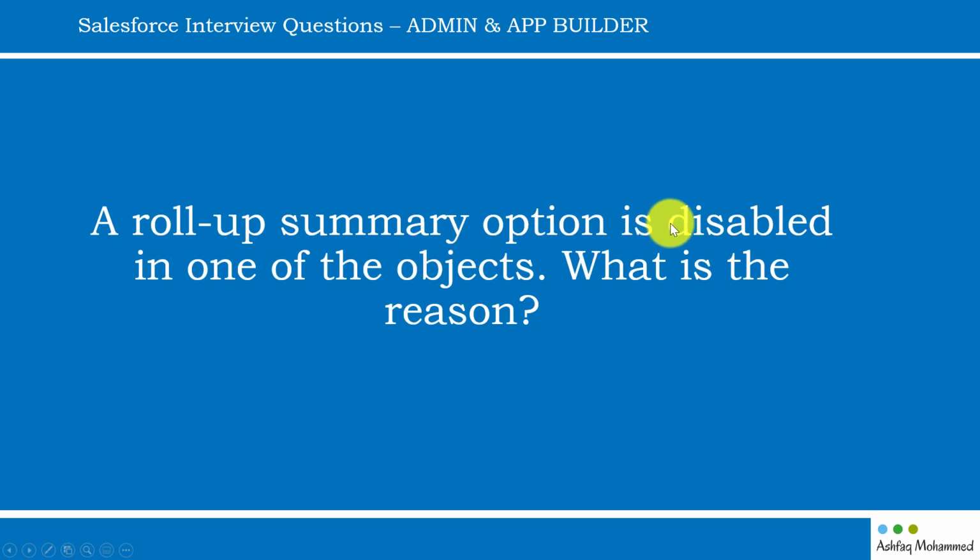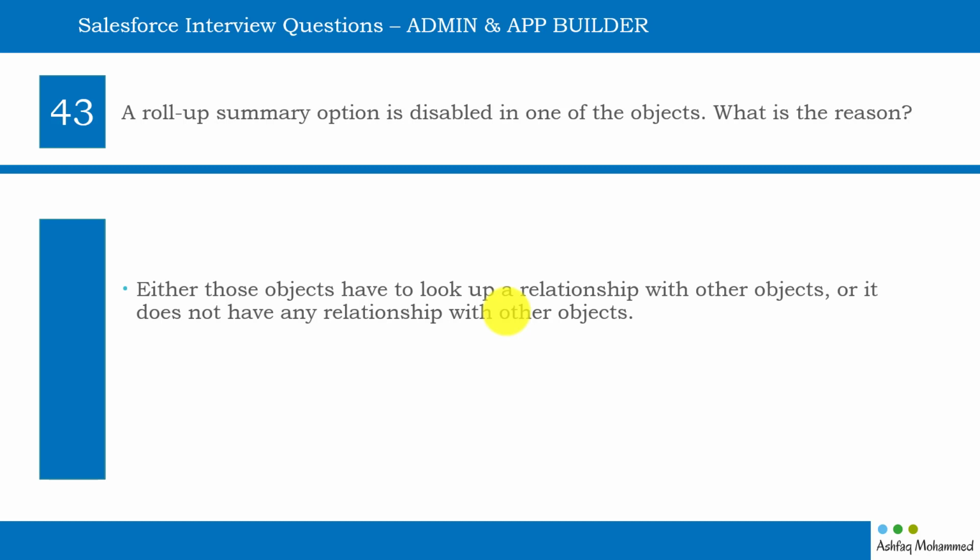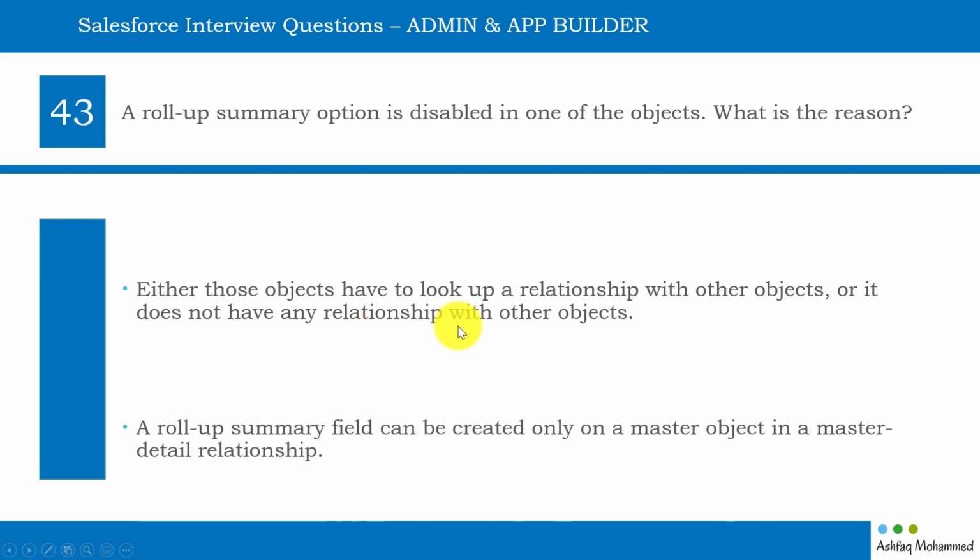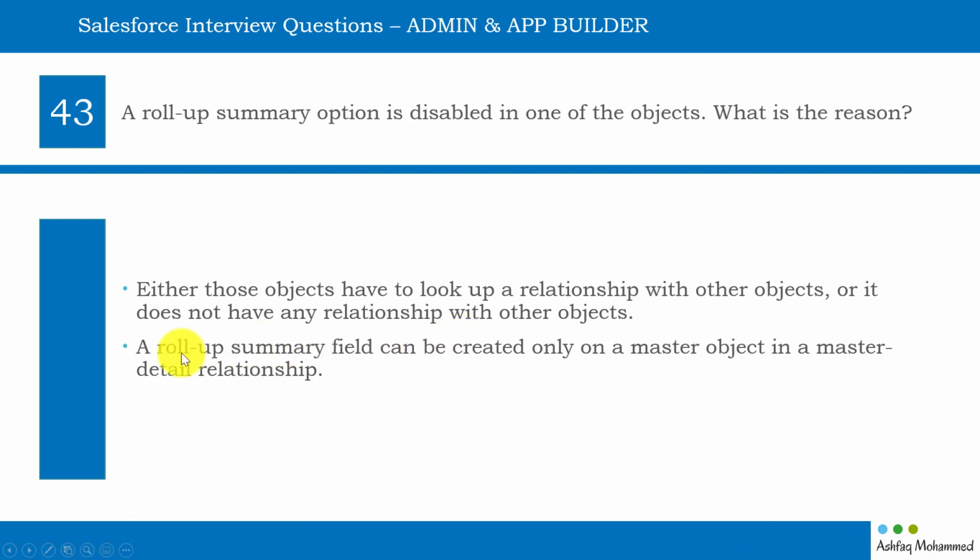The roll-up summary field option is disabled in one of the objects. What is the reason? Sometimes you try to create a roll-up summary and you see that the roll-up summary field is disabled. Either those objects have a lookup relationship with other objects, or it does not have any relationship with other objects. Meaning to say it does not have a master detail relationship. Either it has a lookup relationship or it doesn't have any relationship. That is the reason you will see a disabled option there when you try to create a roll-up.